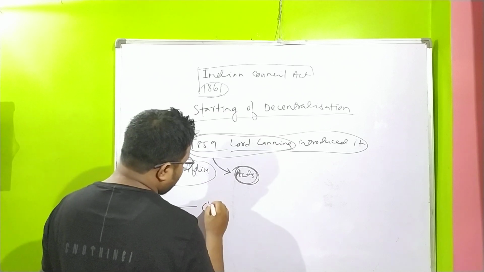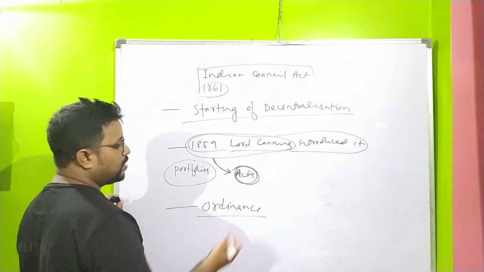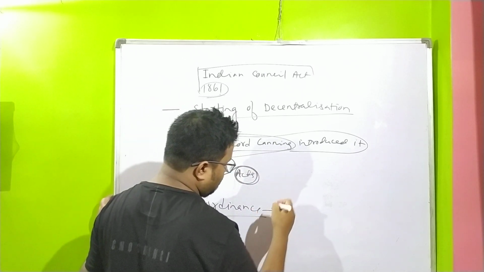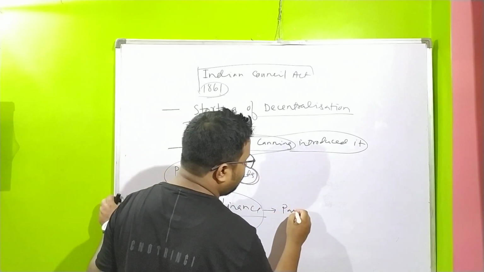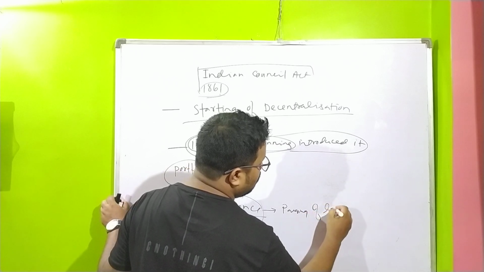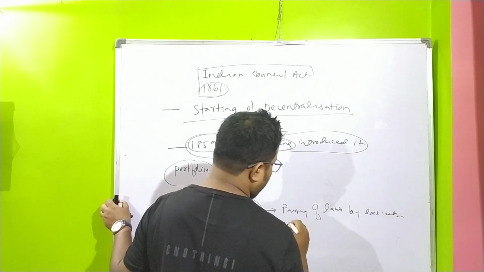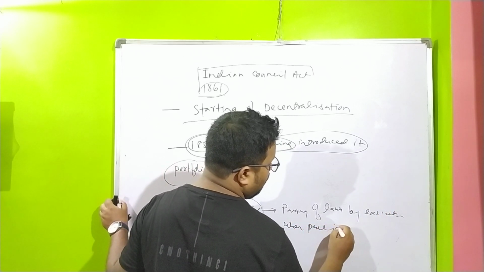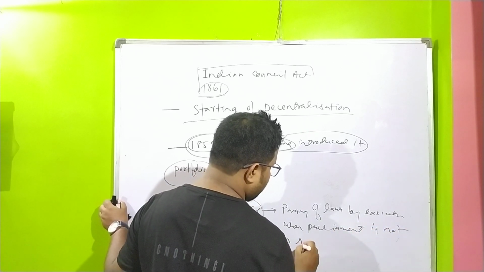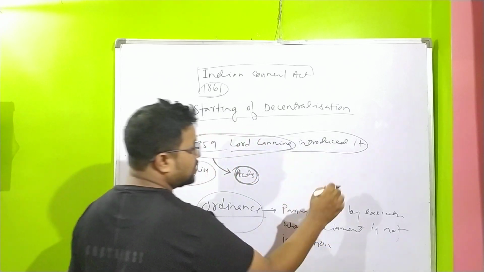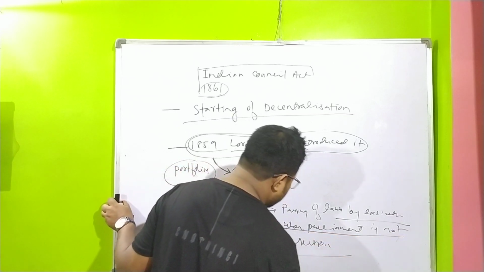And number 4 is what? Ordinance. What do you mean by ordinance? In the present context also, the ordinance meaning is the same. Passing of laws by the executive when parliament is not in session. That is what an ordinance is.